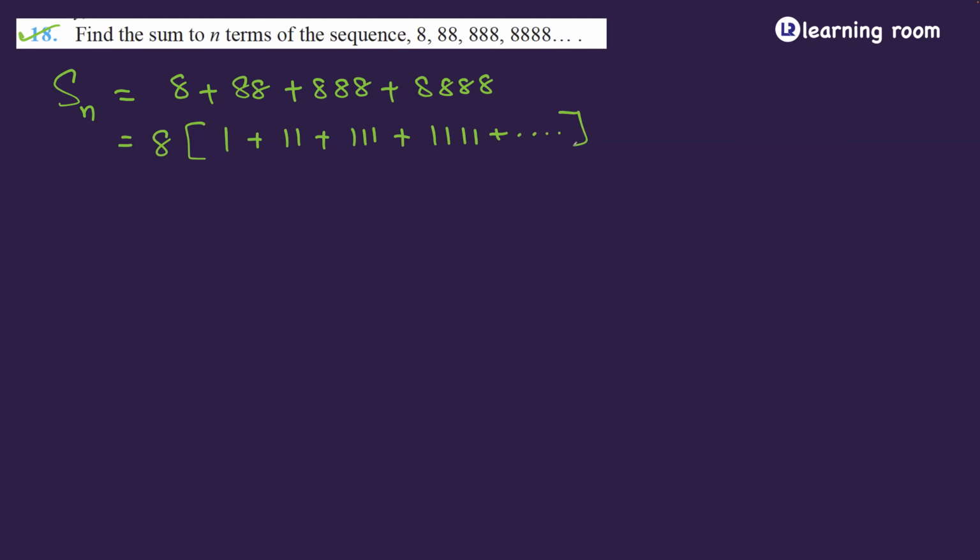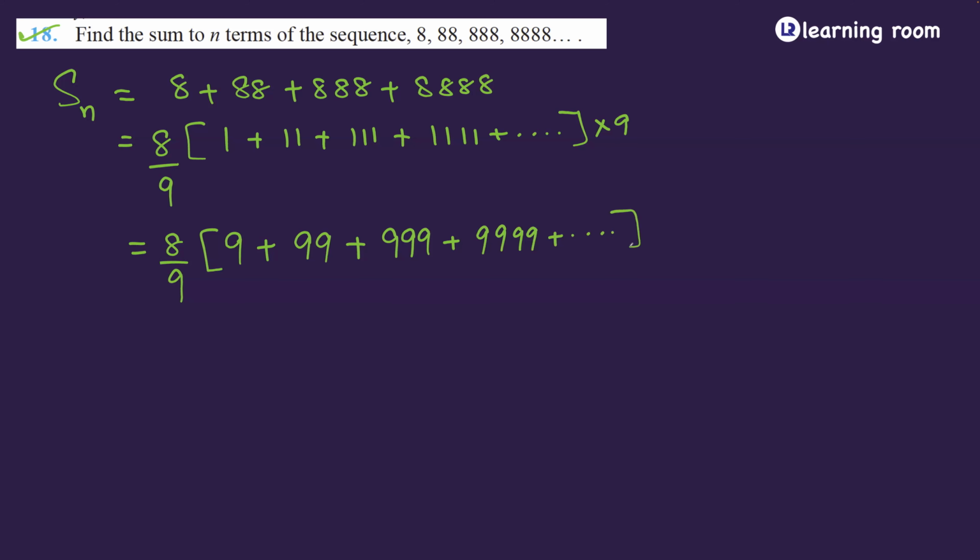Then you need to multiply and divide it with a special number, that is 9. So you multiply with 9 and compensate with 9, so that 8 by 9 gets multiplied, and this 9 goes inside. So what will happen? It will be 9 plus 99 plus 999 plus 9999 plus so on. We do this because you can relate 9 to 10, 99 to 10 square, and 999 to 10 cube.